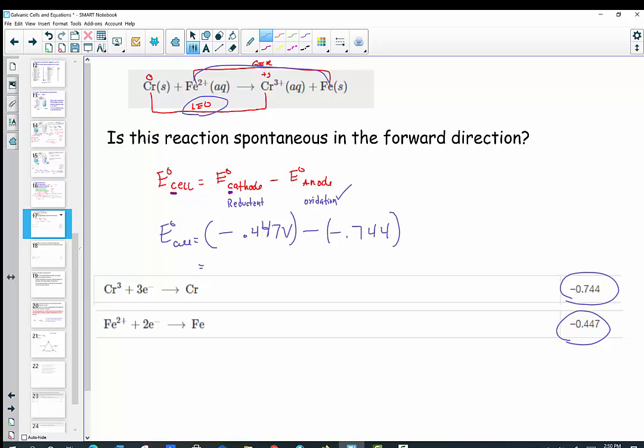And let's hit that on my calculator. Negative 0.447 minus a negative 0.744. And I get a positive 0.297. Yes, this reaction is spontaneous in the forward direction because, well, because I have a positive voltage.